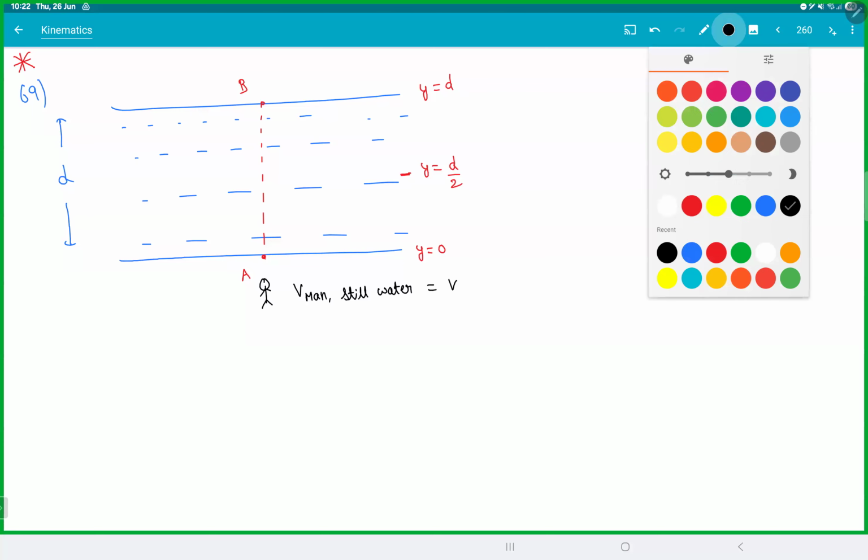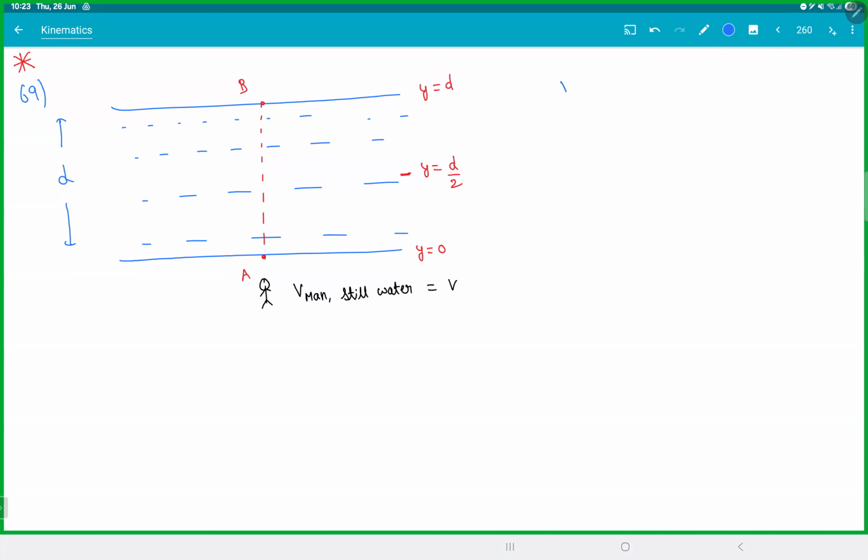Now this velocity of the river is not uniform. Think of how the river flows. When you're near the bank, the river is going very slow. At the center of the river, it goes fastest. So velocity of the river increases. At the river banks it is 0, and increases linearly till the center.